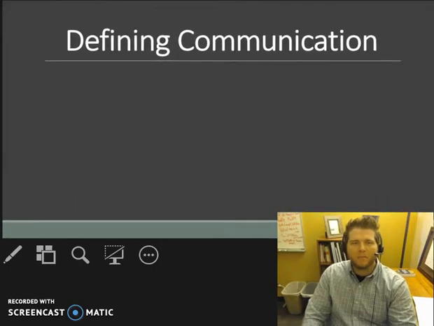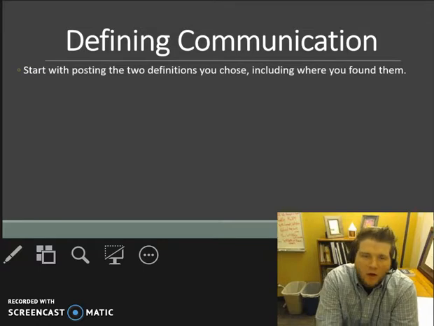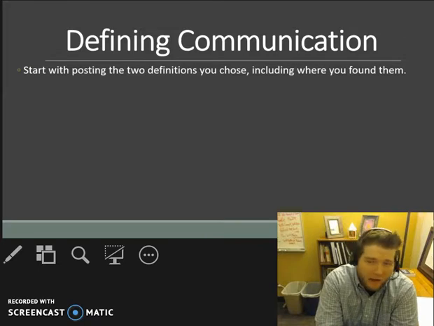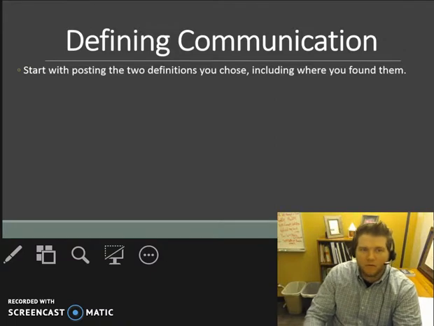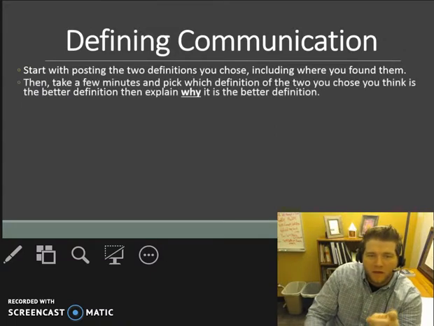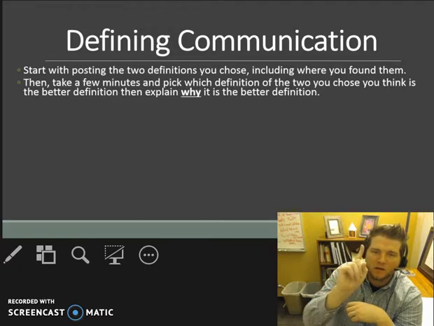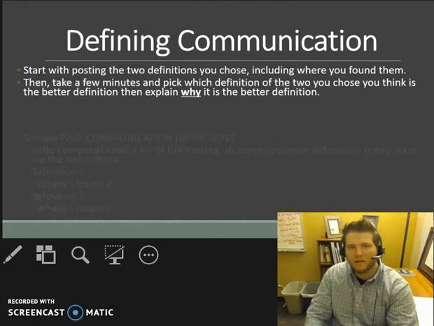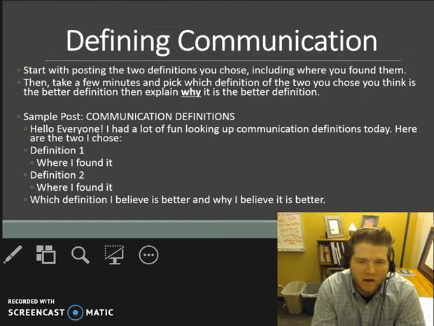Okay, so I want you to start with posting the two definitions you chose. So copy and paste it from the internet. Shoot a picture on your phone and upload it. If it was from a paper dictionary, do a quick write-up of it if you need to, whatever. But start with posting them. Then I want you to pick which definition of the two you chose is the best. So pick two you like, and then for the last part of this, you're going to tell me which one you think is the best of those two. Okay, and why you think it's better. So again, these directions are all also in the discussion section. I just want to make sure that I'm being clear here.